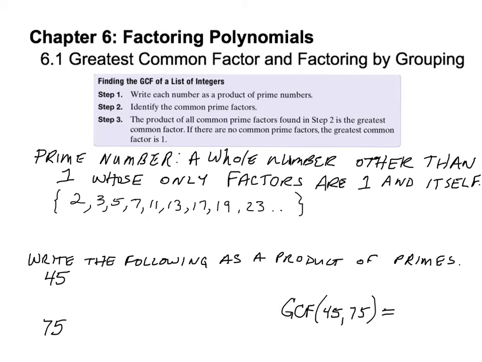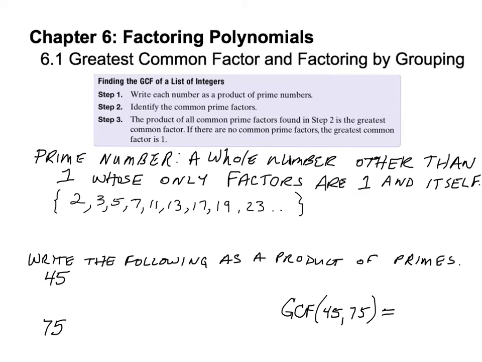Now remember, we're talking whole numbers. There's no other way to get 3 other than 3 times 1, or 1 times 3. There's no other way to multiply to get 5 other than 5 times 1. 7, 7 times 1. 11. Notice the numbers that are not there. 4 is not prime because there's more than one way to get 4. 4 times 1 is 4, but also 2 times 2 is 4. So prime numbers are numbers that can only have 2 factors, itself and 1.